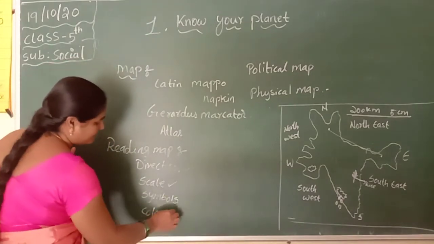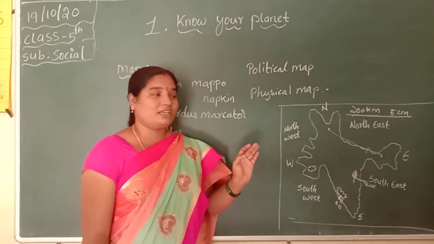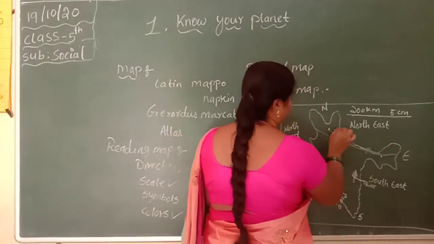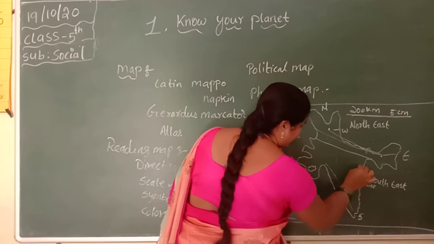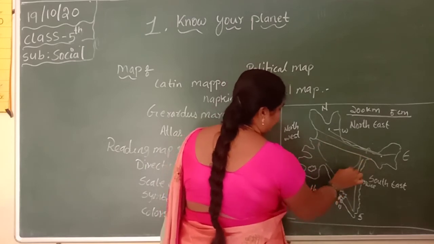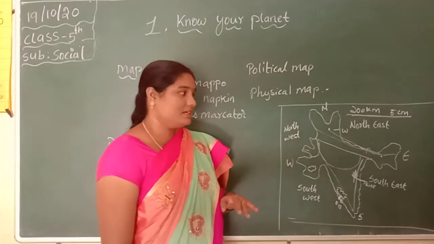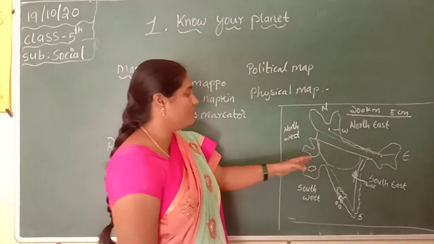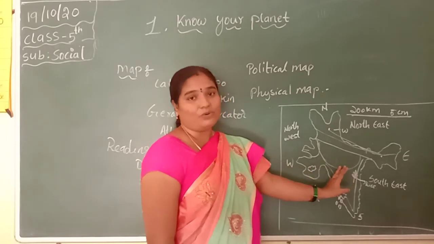Next thing is the colors. On some maps they give some colors, and by looking at the colors we can read the map. The mountains are given in white color. The lowland area, the plains, are given in light green. The plateaus are given in dark green. And the desert is given in yellow color. So if it is yellow, we can easily know that it is a desert area. If I look at the light green, I can know it is plains, and if I look at the dark green, it is plateaus.